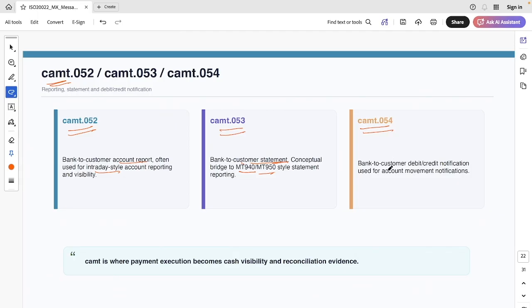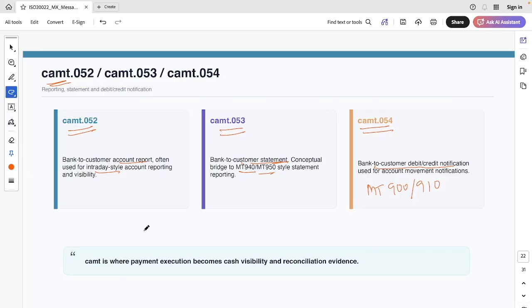CAMT 054 is bank to customer debit credit notification. It tells the customer or receiving system that a debit or credit entry has been posted or notified. In MT world, this is equivalent to MT 900 and 910. For operations, treasury, corporate ERP, and reconciliation teams, CAMT messages are very essential. They connect the payment world to the cash visibility, accounting, ledger posting, and reconciliation processes.